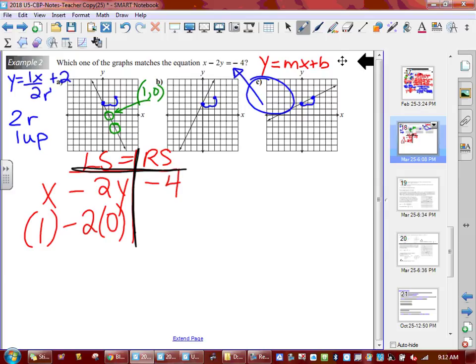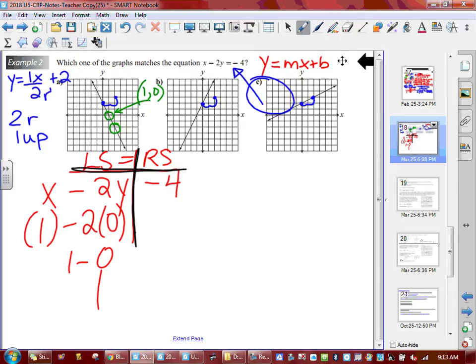So what's anything times 0? 0. So I have 1 subtract 0, which is 1. Is 1 equal to -4? No. That's why this line didn't match that graph. Okay? So you could choose to do it this way. Did you see how long this one took? Way less steps. This one was way quicker to solve.